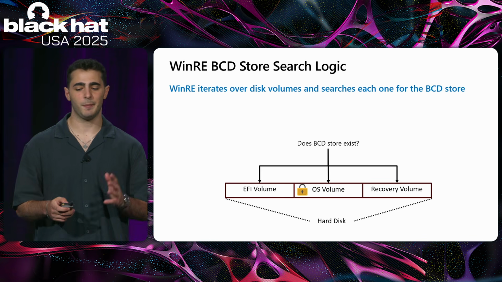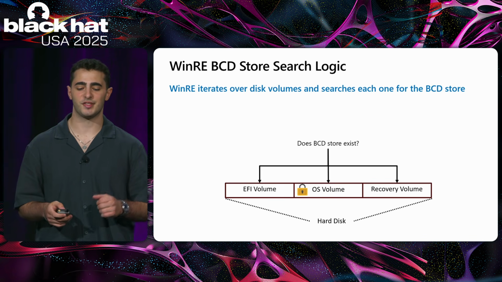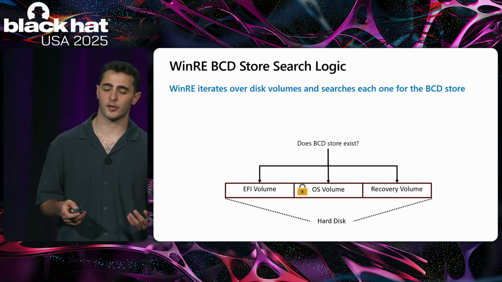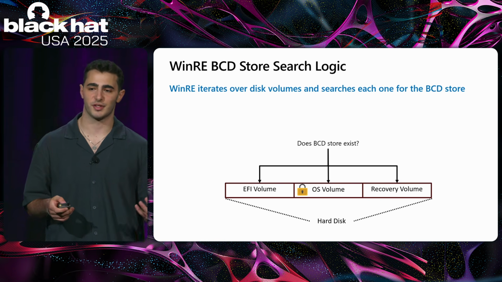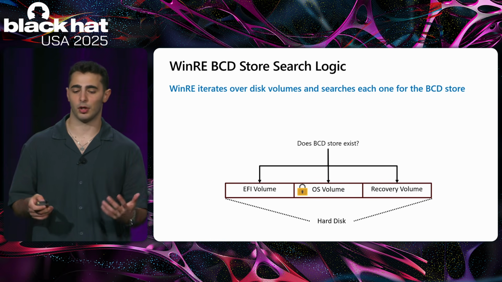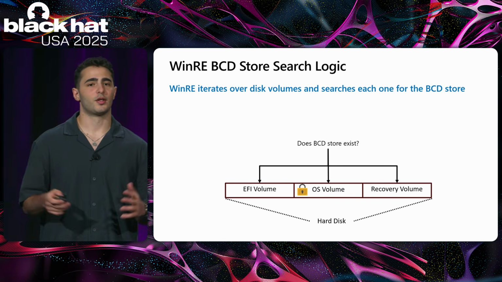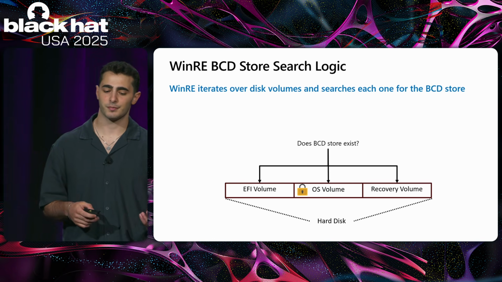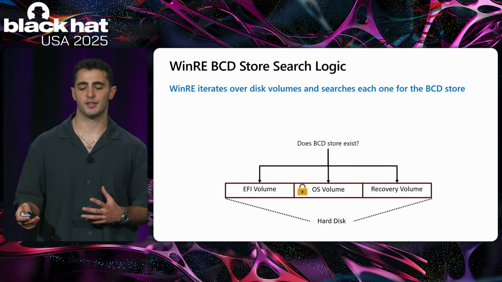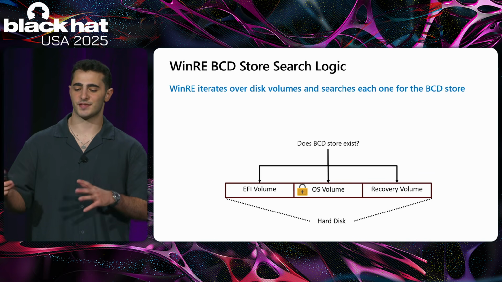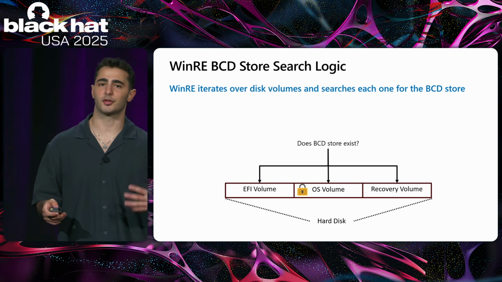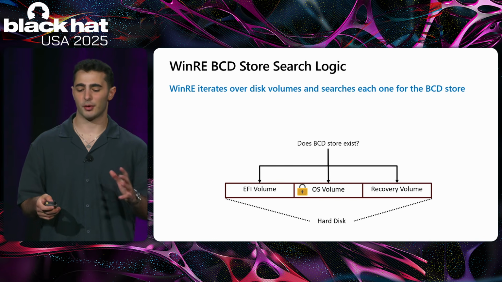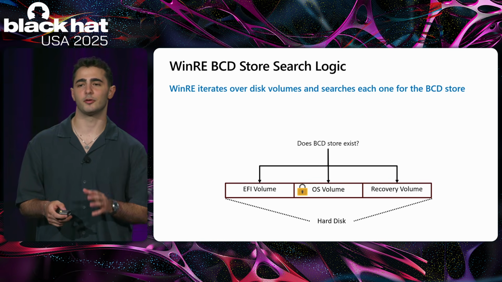We decided to dig deeper into the way that WinRE searches for the BCD store. Any potential flaws at this stage wouldn't interfere with the auto-unlock functionality because it executes afterwards, after the OS volume has already been unlocked. So to locate the BCD store, WinRE basically iterates over disk volumes and searches each volume for a BCD store. The first store that is found is the one used by WinRE to further calculate the target OS location. Now, this volume iteration logic is a very interesting point to further inspect.